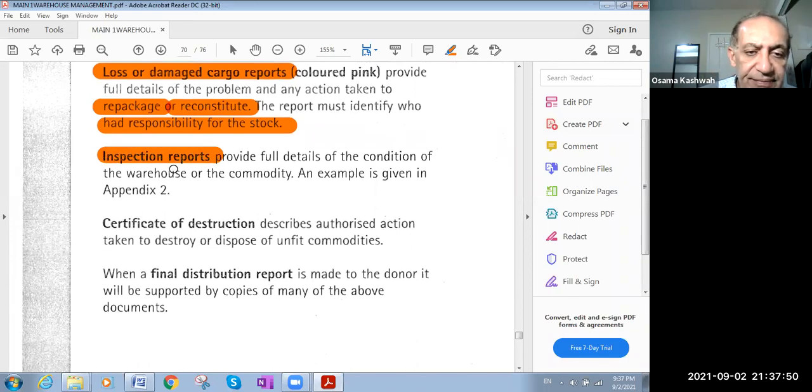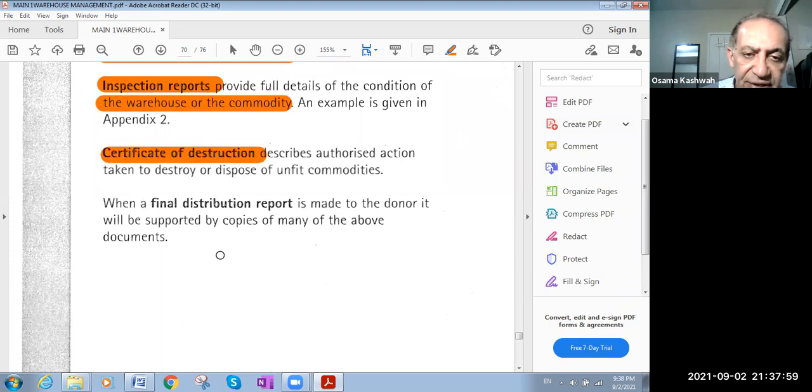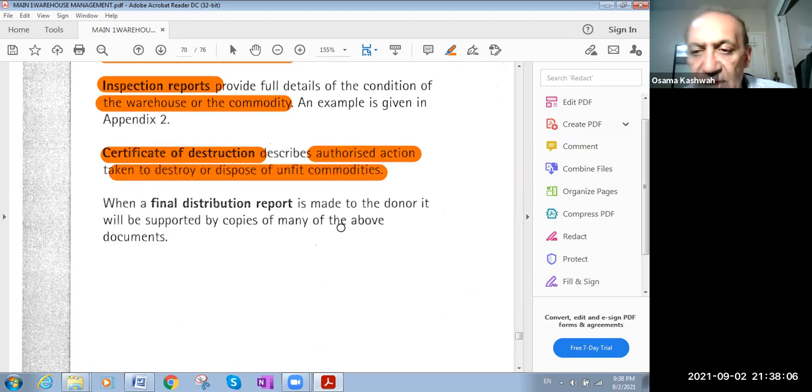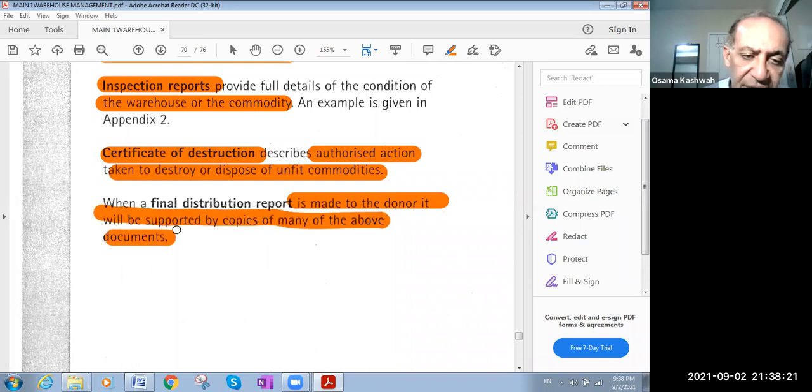Inspection reports provide full details of the condition of the warehouse or the commodity. An example is given in Appendix 2. A certificate of destruction describes authorized action taken to destroy or dispose of the units which are unfit, the units which are defective or defaulted. So I have to check or make sure that everything is okay. When the final distribution report is made to the donor, it will be supported by copies of many of the above documents.